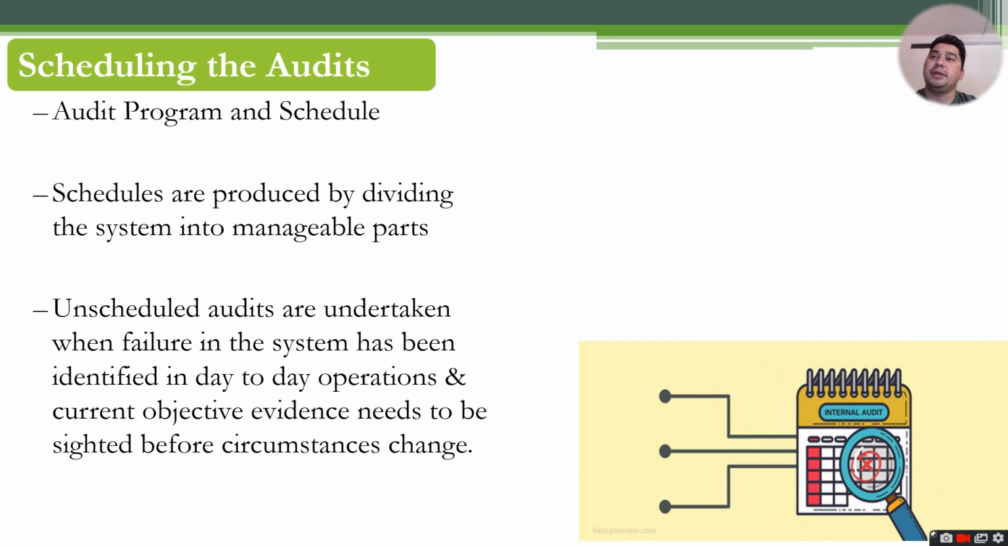Schedules are produced by dividing the system into manageable parts. Unscheduled audits are undertaken when a failure in the system has been identified in day-to-day operations and current objective evidence needs to be cited before circumstances change. So this is the acceptance on certain issues.